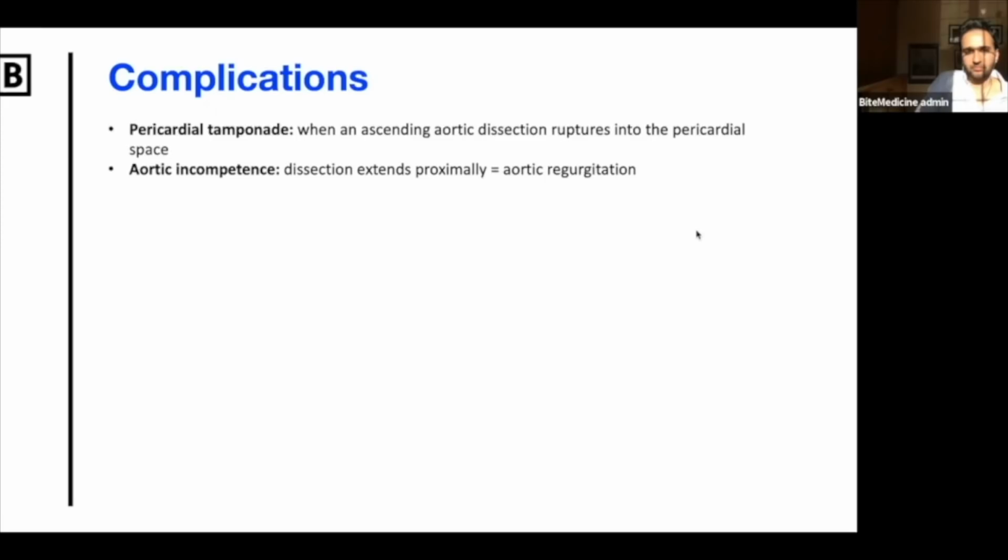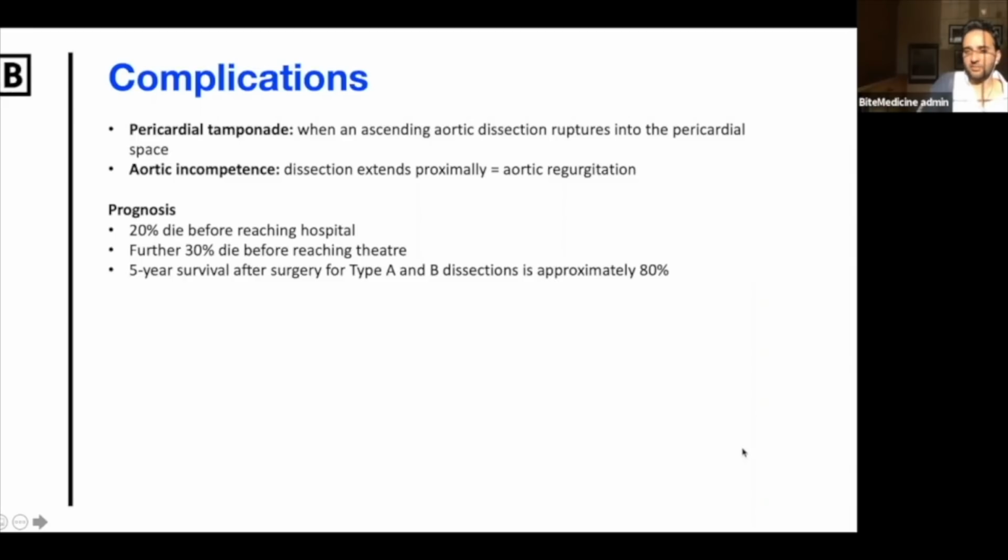Good. So complications. The main two complications to be aware of are going to be tamponade, which in and of itself is obviously life-threatening. So when an ascending dissection ruptures, it can actually go into that pericardial space. It's more difficult for the heart to relax, and therefore you can lose output. So that's actually a very important complication to keep an eye out for. And then aortic regurgitation as well. If the dissection extends proximally, that can cause the aortic valves to become incompetent.